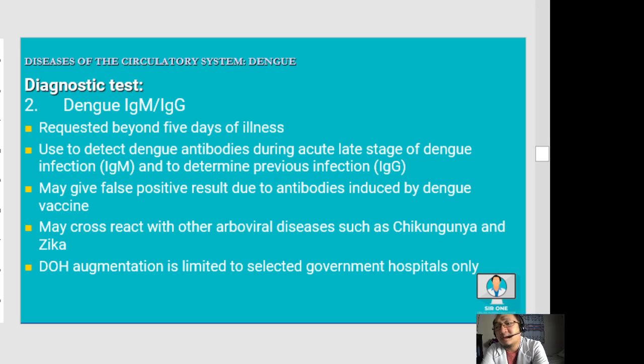Okay, it may cross-react with other arboviral diseases such as chikungunya and Zika virus. Okay, so these are different. Remember, these are different diseases from dengue, although they may look similar. Okay, DH augmentation is limited to selected government hospitals only.